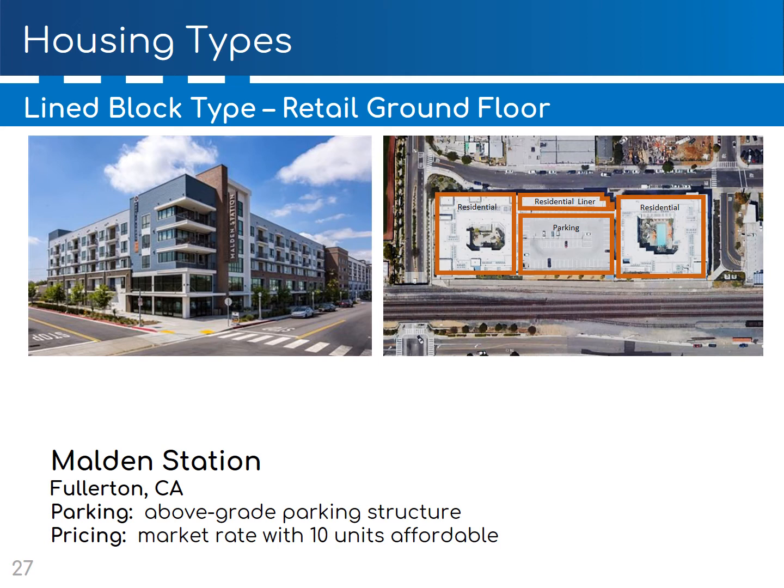The Malden Station project here in Fullerton is constructed with a stand-alone above-ground parking structure placed between two residential buildings. A liner building with additional housing units and ground floor amenity spaces is placed in front of the street side of the garage, here illustrated by the orange box, to hide the garage from view and enhance the sidewalk appearance and pedestrian experience. Malden Station is a market-rate project that includes 10 affordable units at the very low income level.